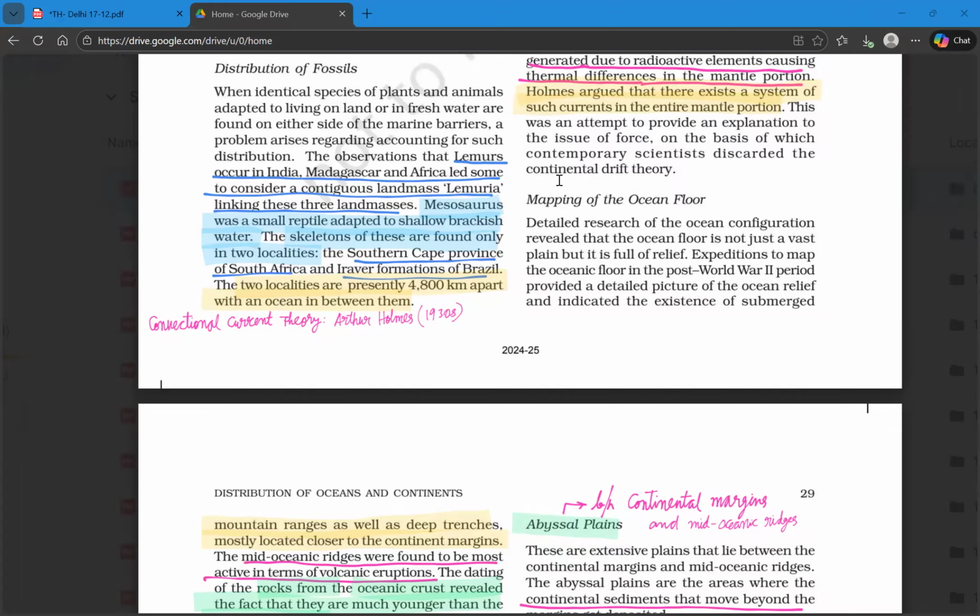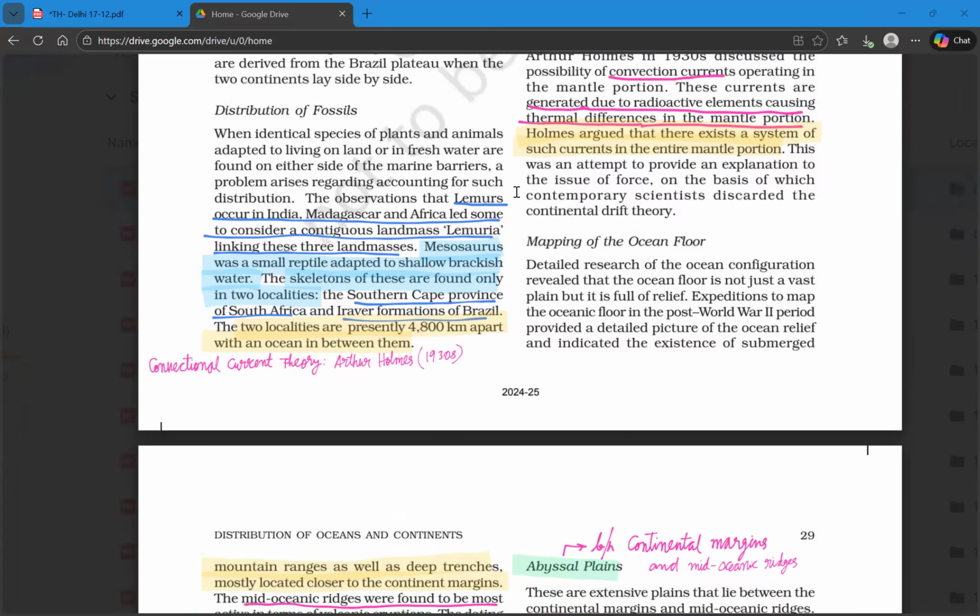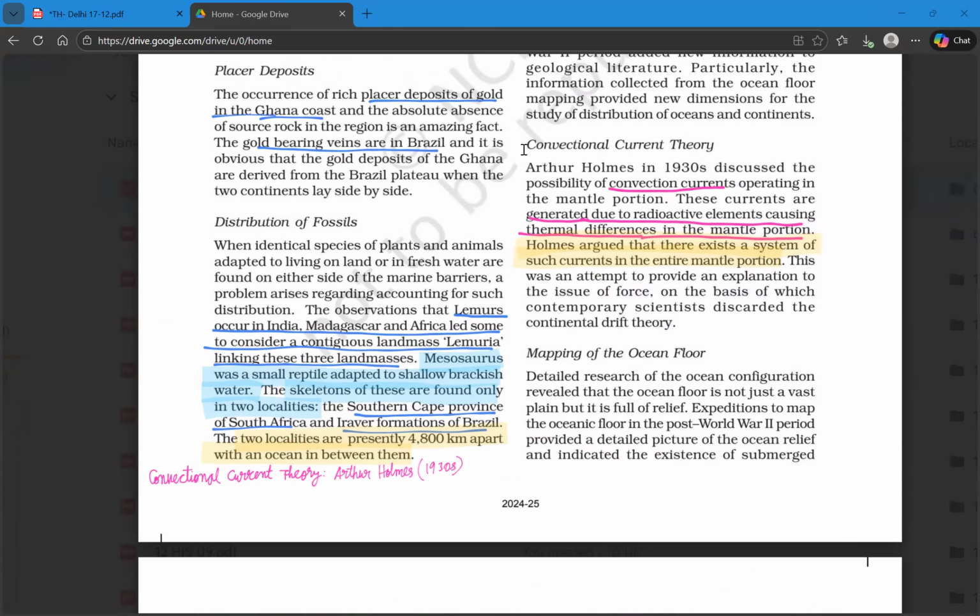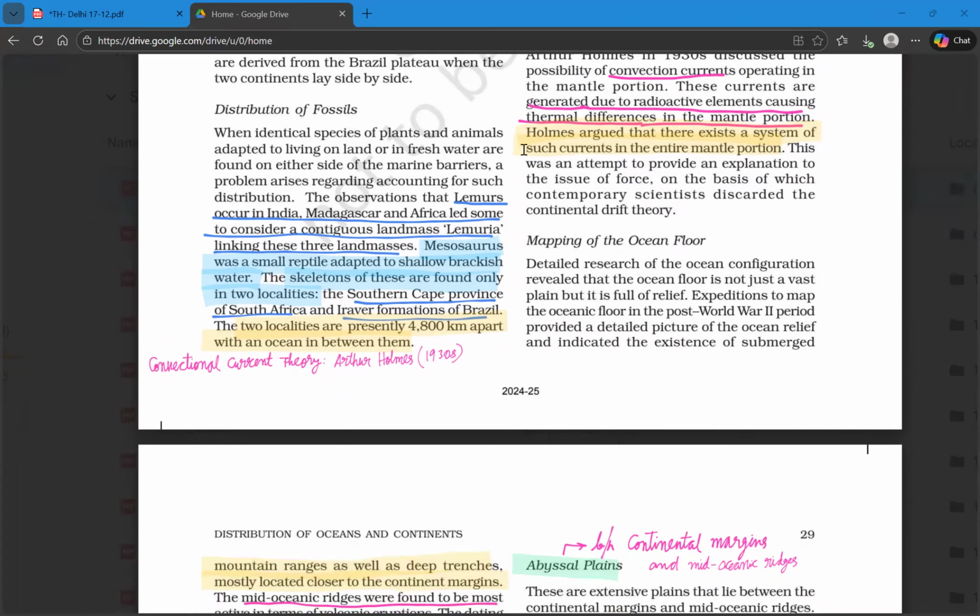In the previous video, I explained the details of the continental drift theory regarding the process, the evidences that support the theory, and also the forces for drifting of the continents. We have also seen briefly the convectional current theory. Next, let's move on and resume from mapping of the ocean floor.